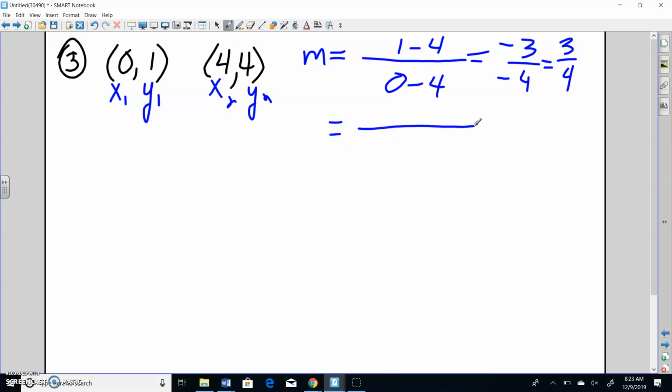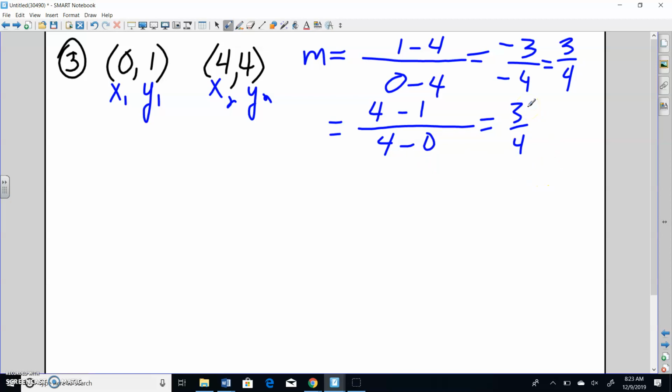For what I have identified up here, my y2 would be 4, y1 is 1, so I'd go 4 minus 1. x2 is 4, x1 is 0. That gives me 3/4 as well. So, very good. It doesn't matter which point you choose as your first point or second point. You should get the same answer for your slope.